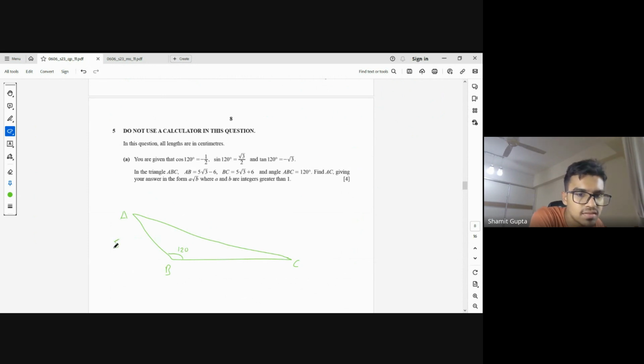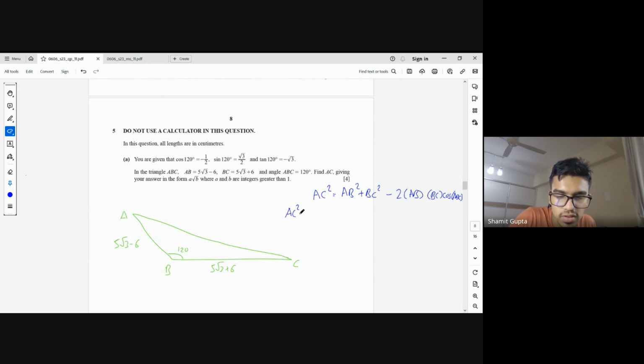5 root 3 minus 6. 5 root 3 plus 6. Find AC. Okay, this is simple cosine rule actually. AC square is equal to AB square plus BC square minus 2 AB BC cos of ABC.